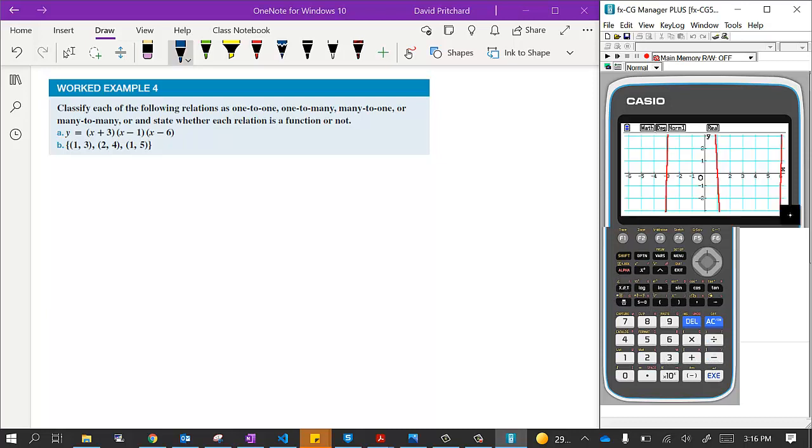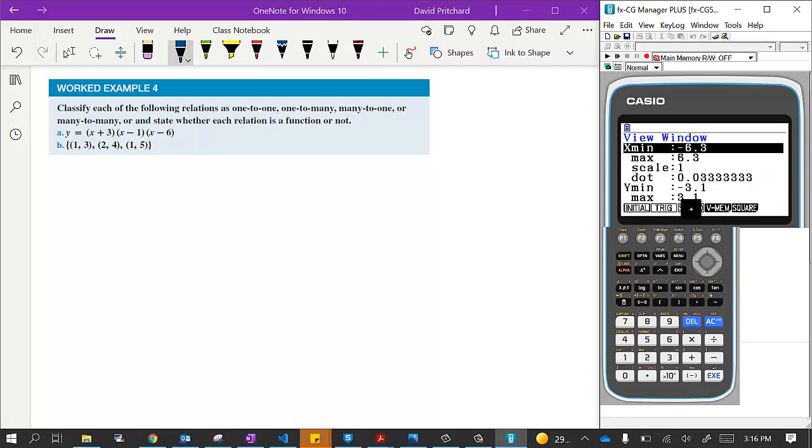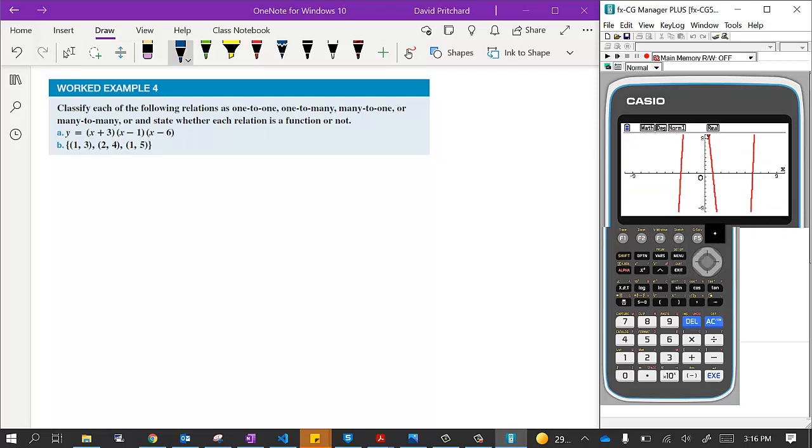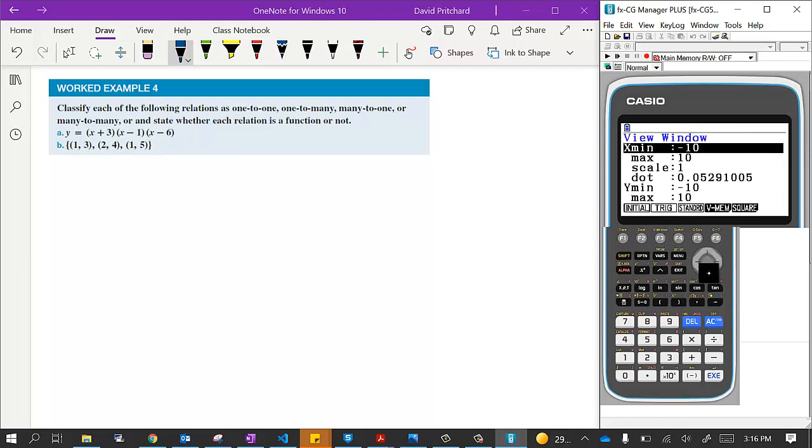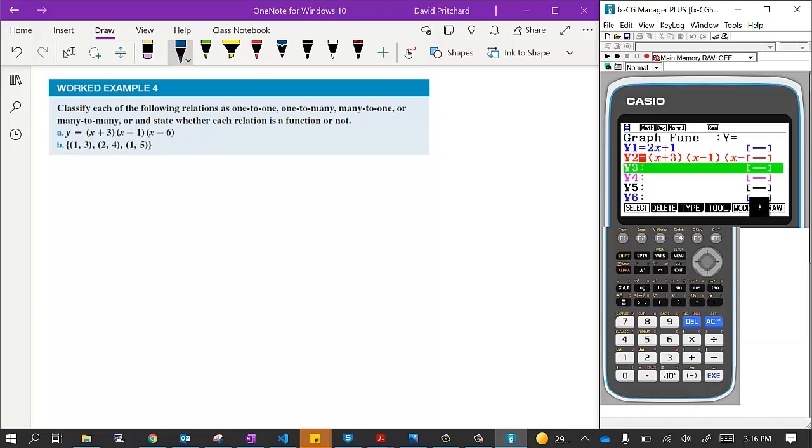All right, when we draw this one, it doesn't fit very well. So we're going to go to view window, and we'll choose F3 for standard. And we'll look at how that sketches. We probably need to change our y values a little bit more. So let's change our y values to -30 up to 30. So I'll have a bit of a look at that.